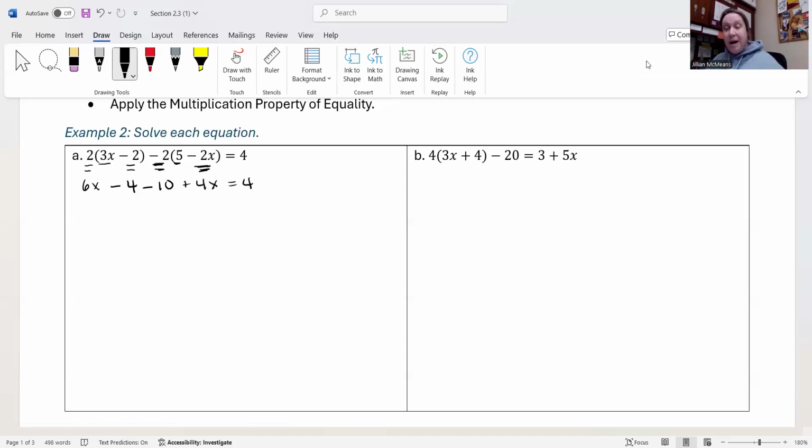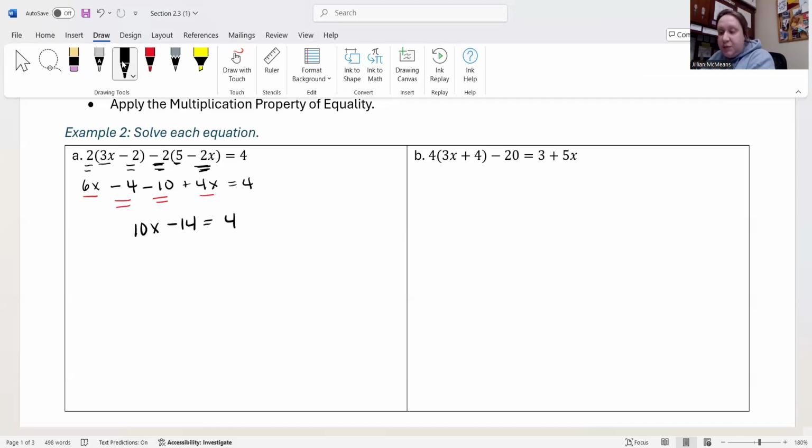Instead, we're going to combine like terms. Think of combining like terms like loading up that moving truck. So I happen to see that I have x terms and I have constant terms. Let's look at the x terms first. I have 6x plus 4x. That's just 10x. And then I have negative 4 minus 10. So negative 4, subtract 10 more from that, we get negative 14. All of that equals 4.